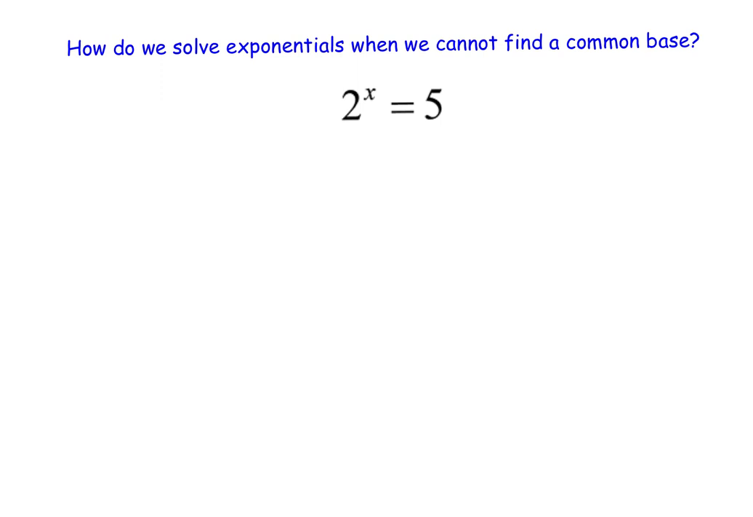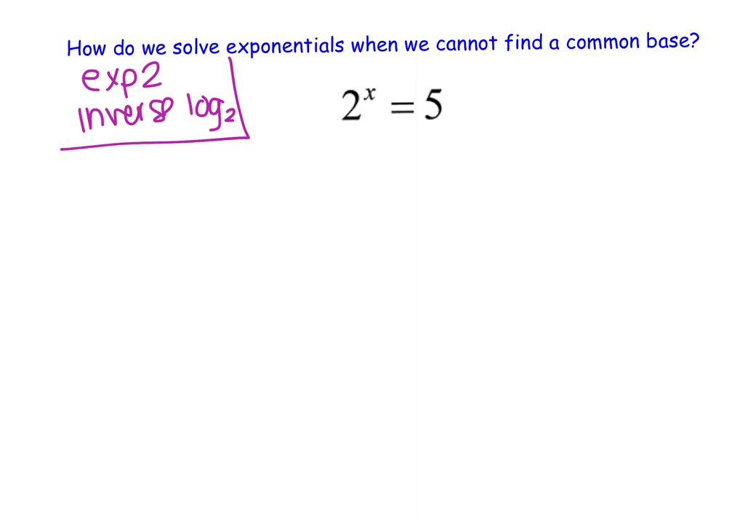So here we have a 2 and we have a 5. And there's no way we're going to get a common base for 2 and 5. So what we can actually do here is we can use our knowledge of inverses. So we know that if we have an exponent of 2, its inverse deals with a log of base 2. And we're going to use that to our advantage here because we can actually undo exponents by using its inverse.